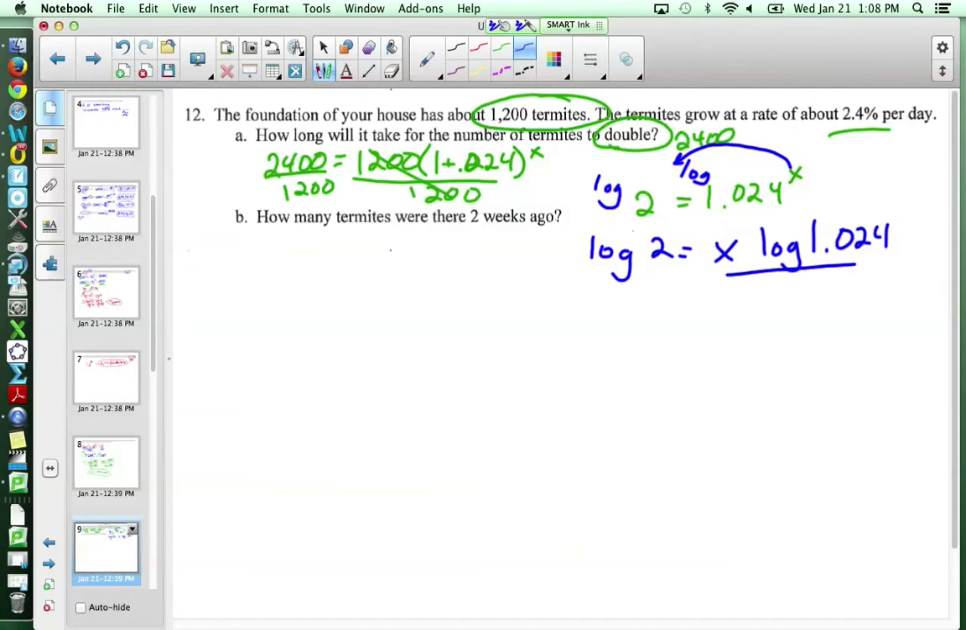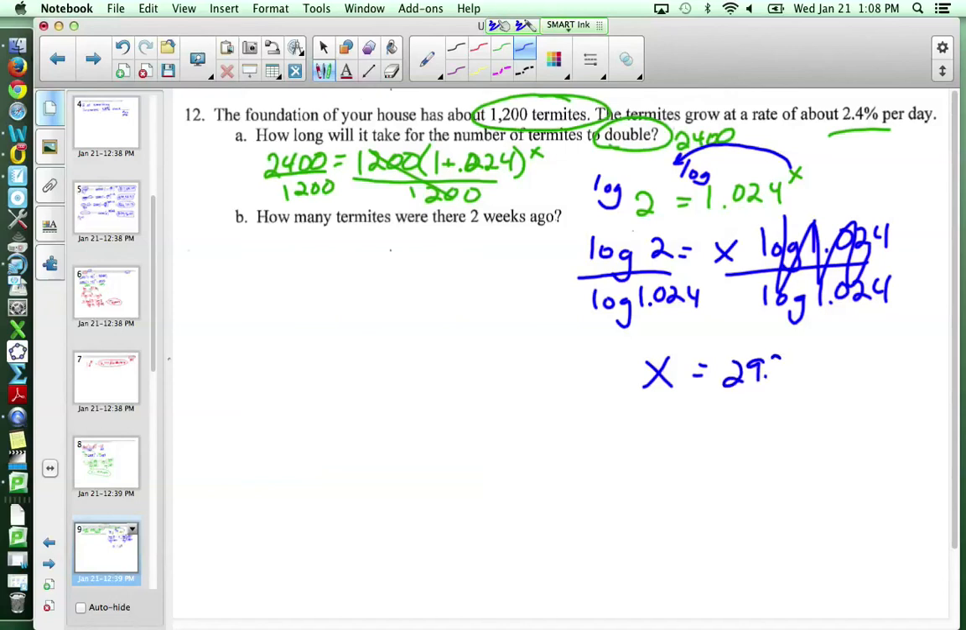And then divide by the log of 1.024. They cancel out on the right. On the left side, log of 2 divided by the log of 1.024 gives us 29.23 days. So they're not growing very fast, only 2.4% every day. So it's going to take just shy of a month for the number to double.